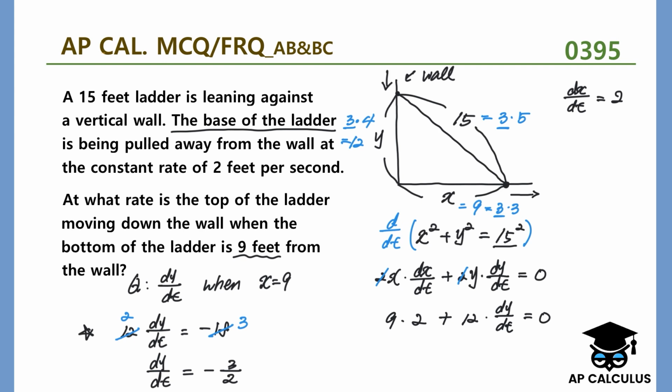So when x is equal to 9, the top of the ladder, which is right here, is moving down at a rate of 3 over 2 feet per second, right? So the top of the ladder is moving down at a rate of 3 over 2 feet per second. Okay?